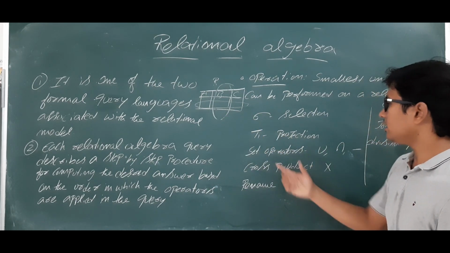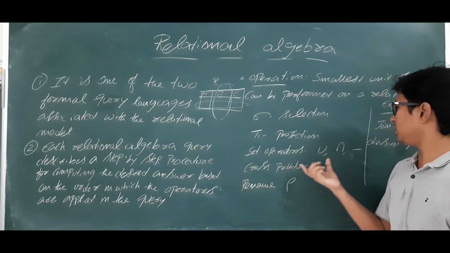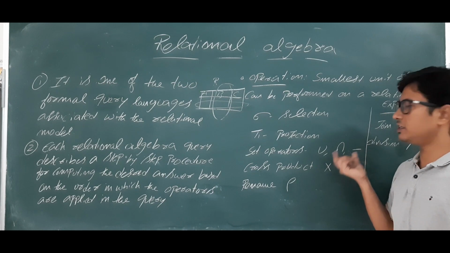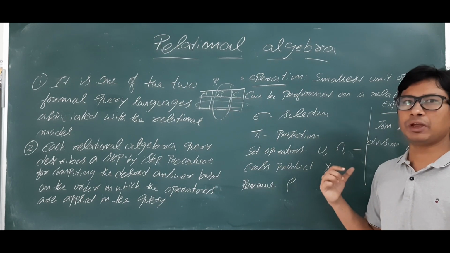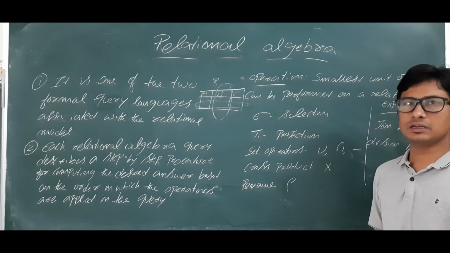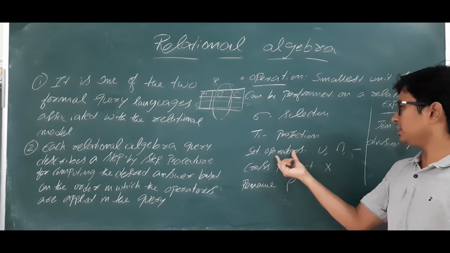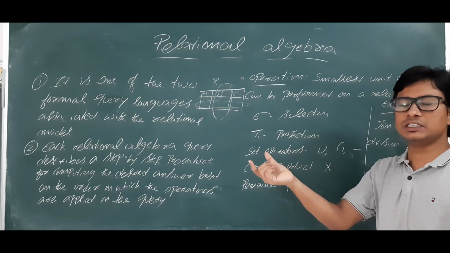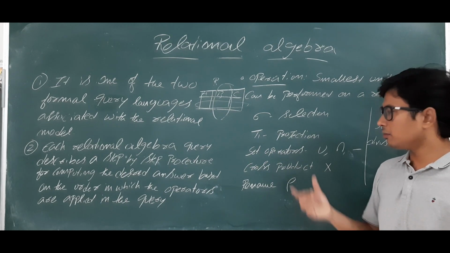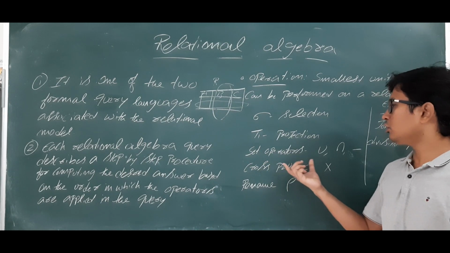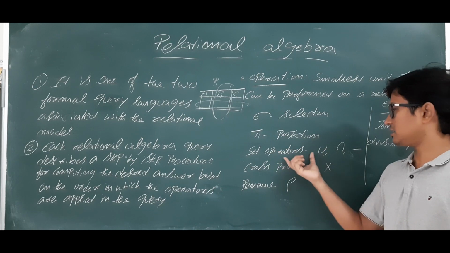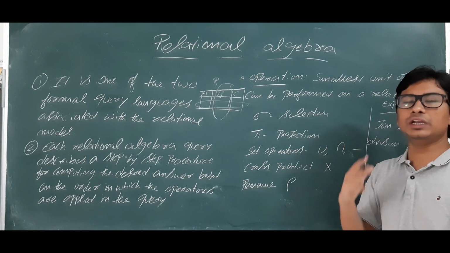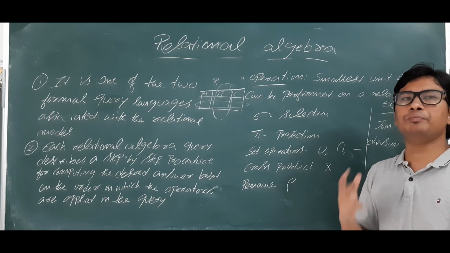And then we have set operators, like set union, set intersection, and set difference. These operations we can also perform on relations. Just as you perform the set union, we will take two relations and perform the union. And remember one thing: if you want to perform set operators like set union, set intersection and set difference, the two relations should always be union compatible.